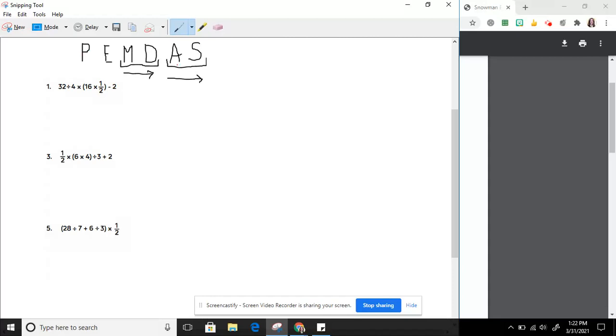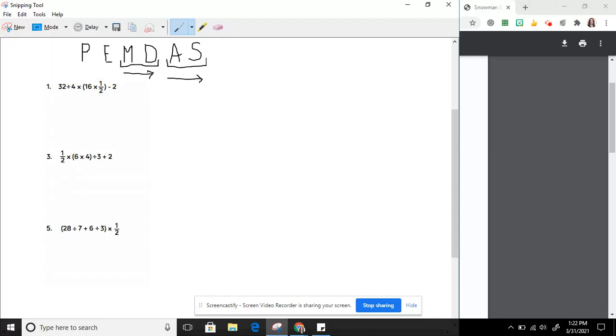So we're going to use PEMDAS to solve these equations, and we're going to show our work. All right, so we've got 32 divided by 4 times 16 times 1/2 minus 2. Well, using PEMDAS, we start with our P, which is parentheses. So anything in parentheses we solve first.